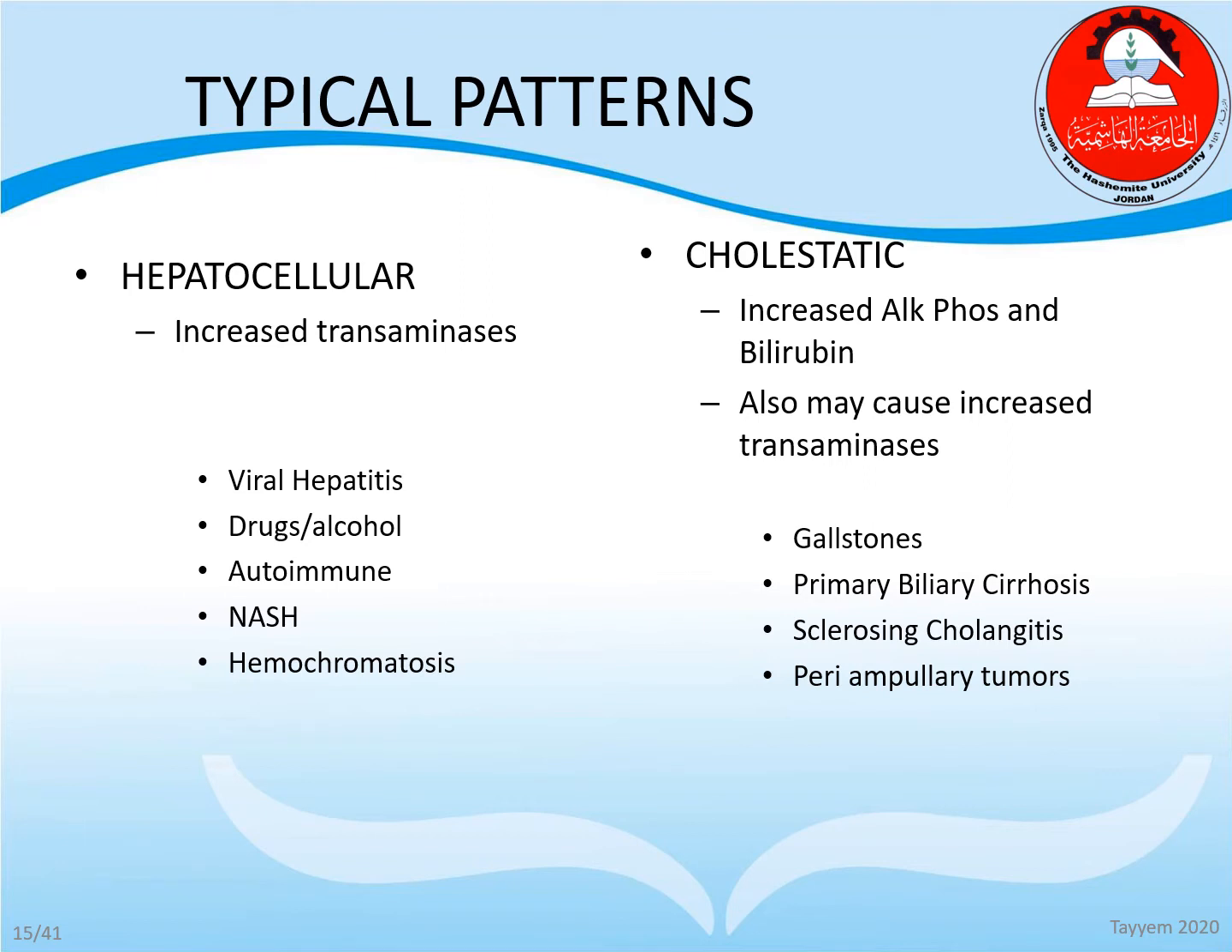When we have cholestatic pattern of jaundice, we have increased ALP along with bilirubin, and the transaminases can be raised, but not to the degree of when we have hepatocellular jaundice. And conditions which could be considered cholestatic include gallstones, primary biliary cirrhosis, sclerosing cholangitis, and periampullary tumors.